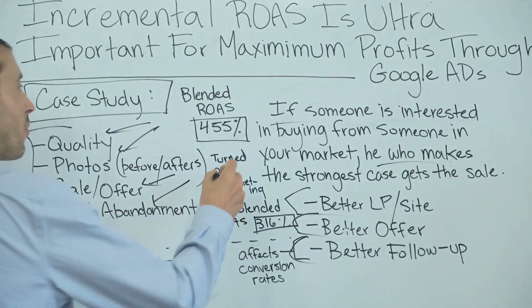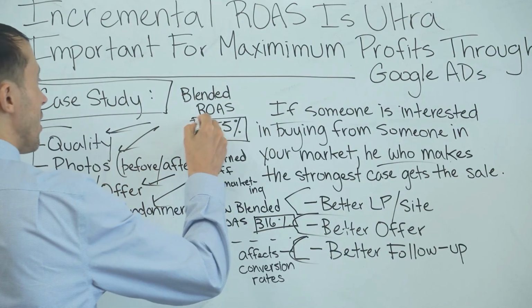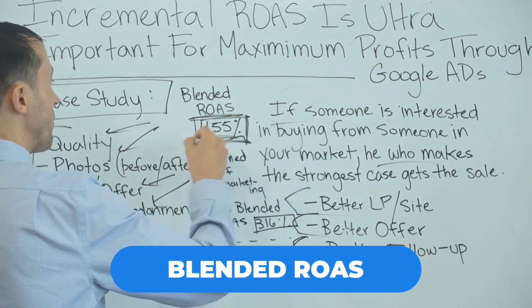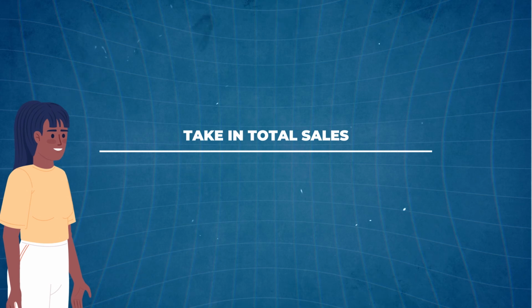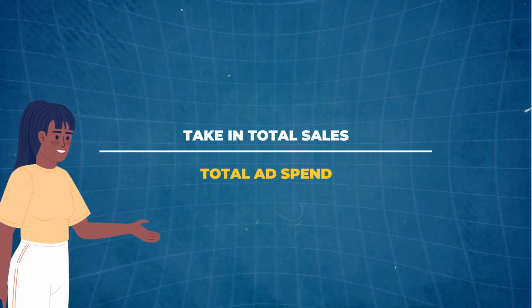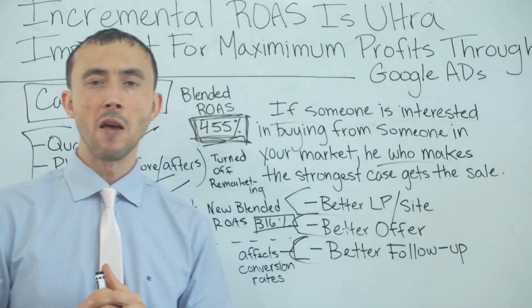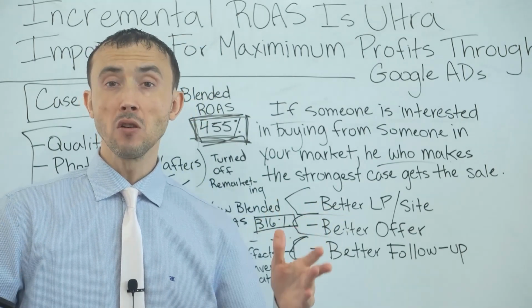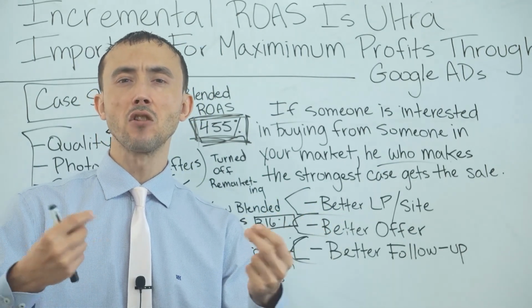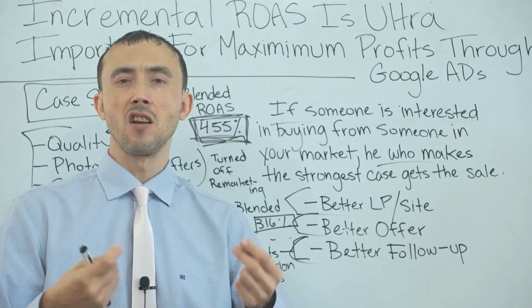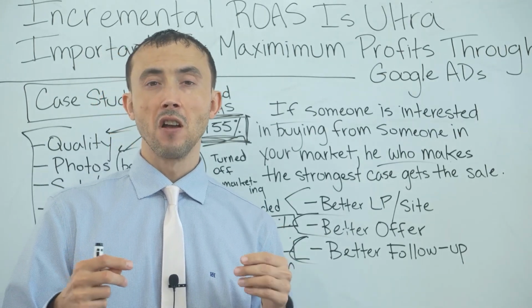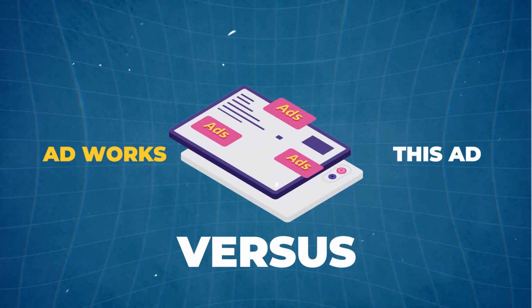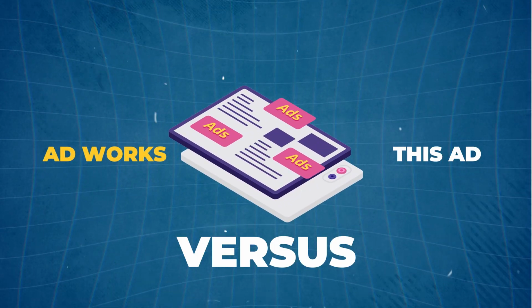So what we had before turning off these ads is a blended ROAS of 455%. When I say blended ROAS, I mean taking total sales divided by total ad spend on Google plus Microsoft, I should say, which, by the way, you should be doing as well, because the tracking inside your account is not that accurate. It doesn't pick up every sale. The tracking you can do inside your Google Ads account is good enough to see if this ad works versus this ad, to do split testing and so forth.